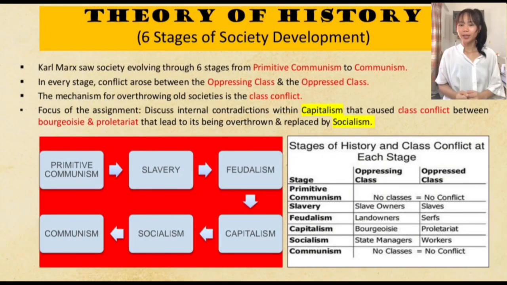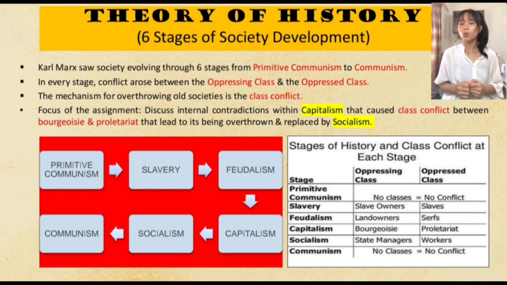My name is YING with matric number 2X6652. I would like to present the theory of history based on Karl Marx's perspective. Karl Marx saw that society has included 6 stages of social development. However, the changes in a society's development happen between the bourgeois and proletariat. The class conflict happens due to the oppressing class and the oppressed class.